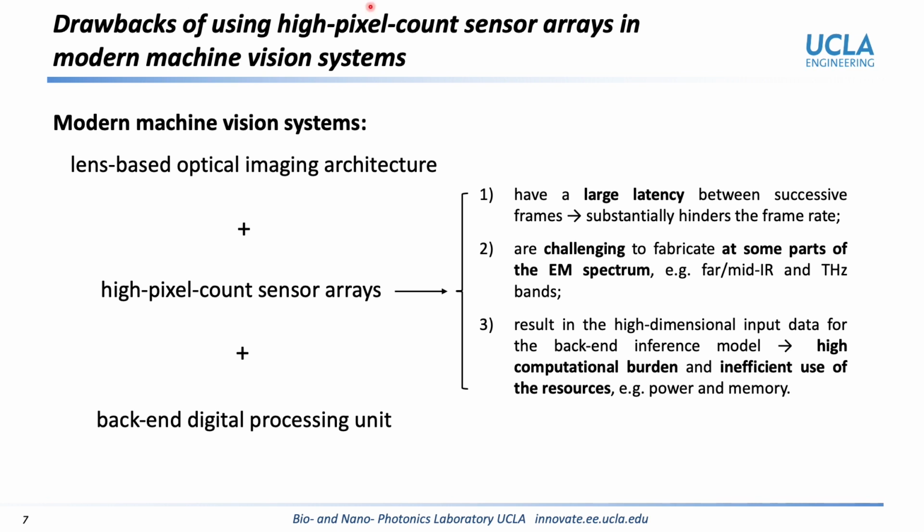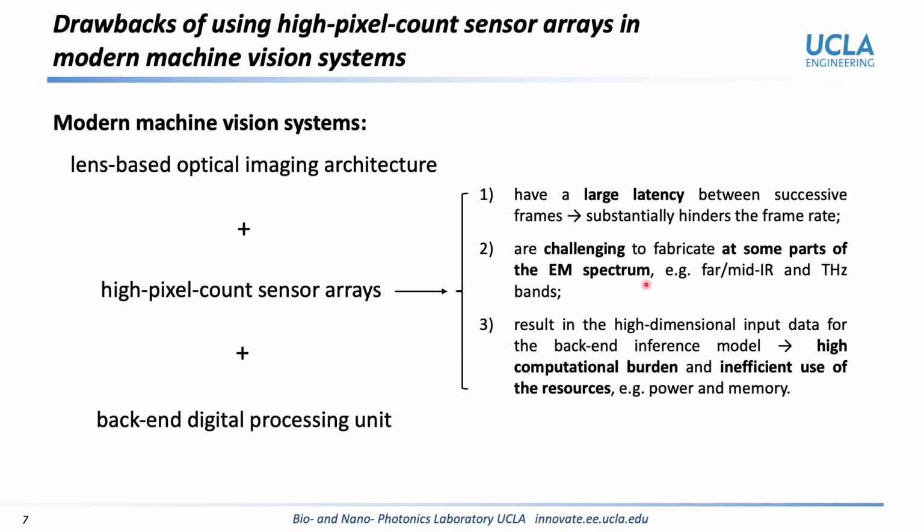However, this traditional process has some drawbacks. First, high pixel count sensor arrays have in general a large latency between the successive frames due to the time required for readout and digitization, which substantially hinders the frame rate. In addition, unlike the visible light, high pixel count sensor arrays are challenging to fabricate at some parts of the electromagnetic spectrum, such as far and mid-infrared and the terahertz bands.